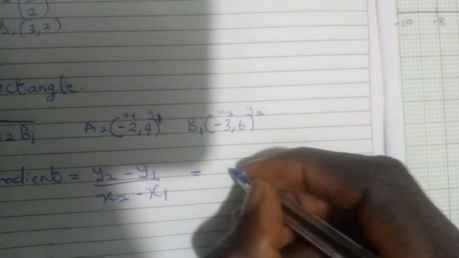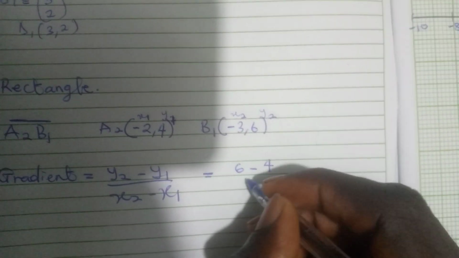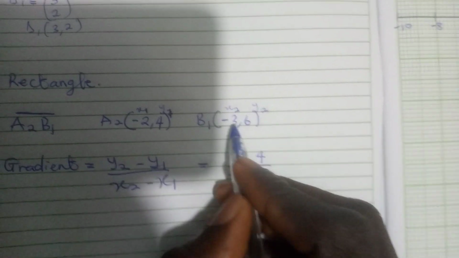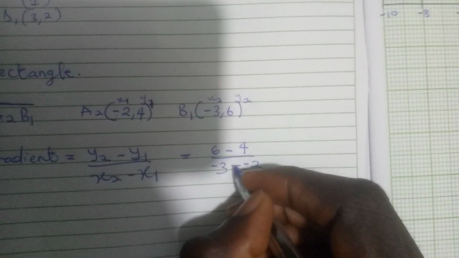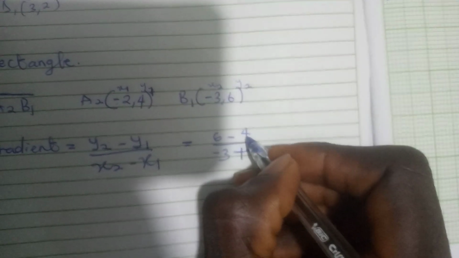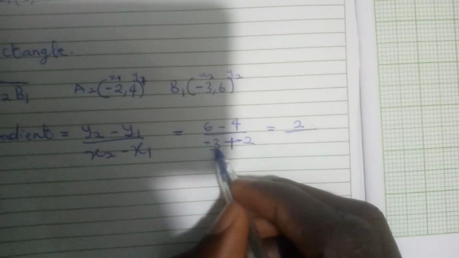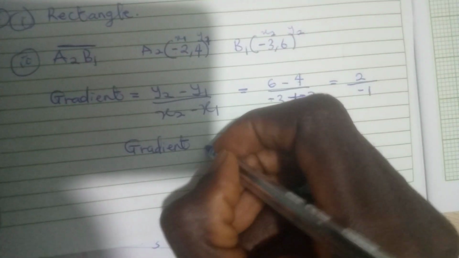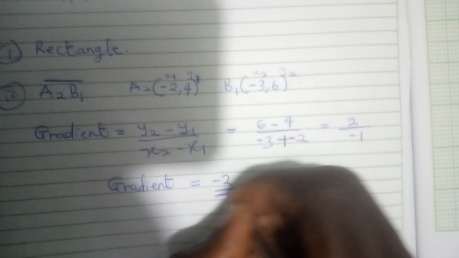We just substitute in order to solve for it. So y2, this is our y2, so 6 minus y1, what is y1? 4. Over x2, what is x2? Negative 3. Minus x1, what is x1? Negative 2. So when this negative meets, it becomes what? Positive. So subtracting 4 from 6 will give you 2, over negative 3 plus 2 will give you negative 1. So we get our gradient to be equal to negative 2 as our answer.